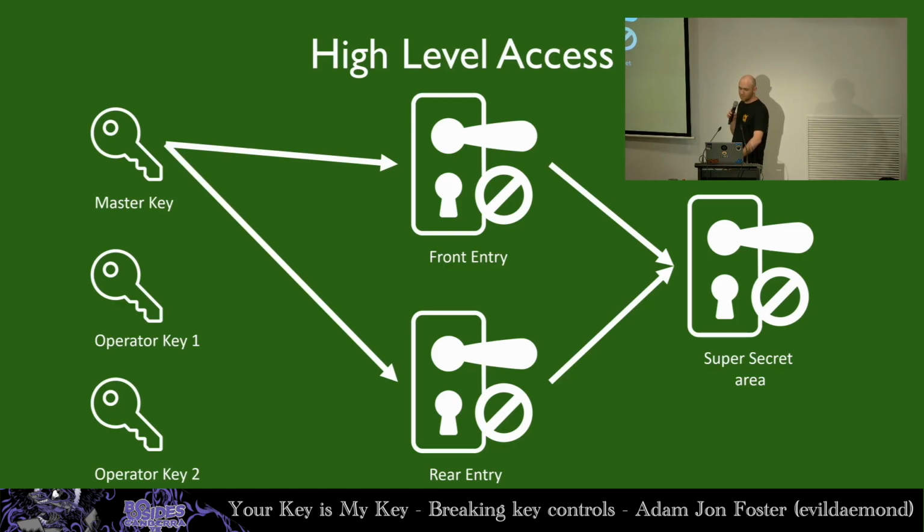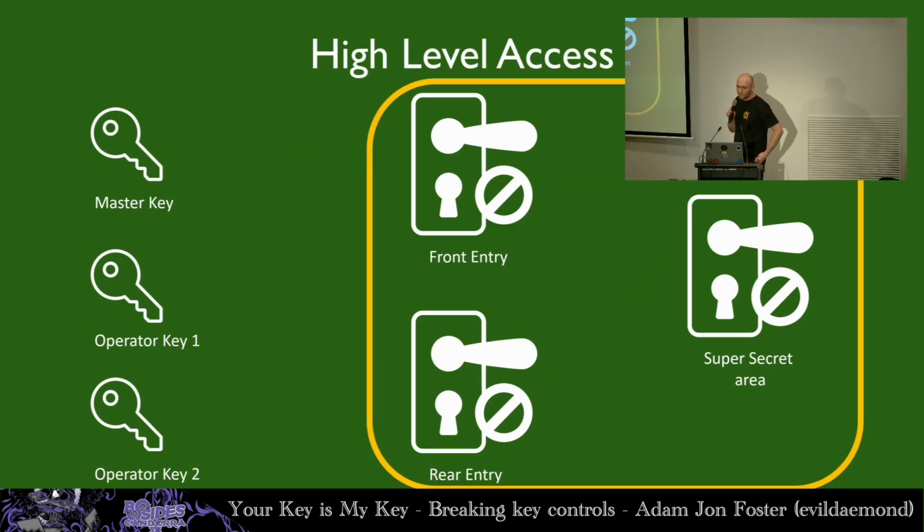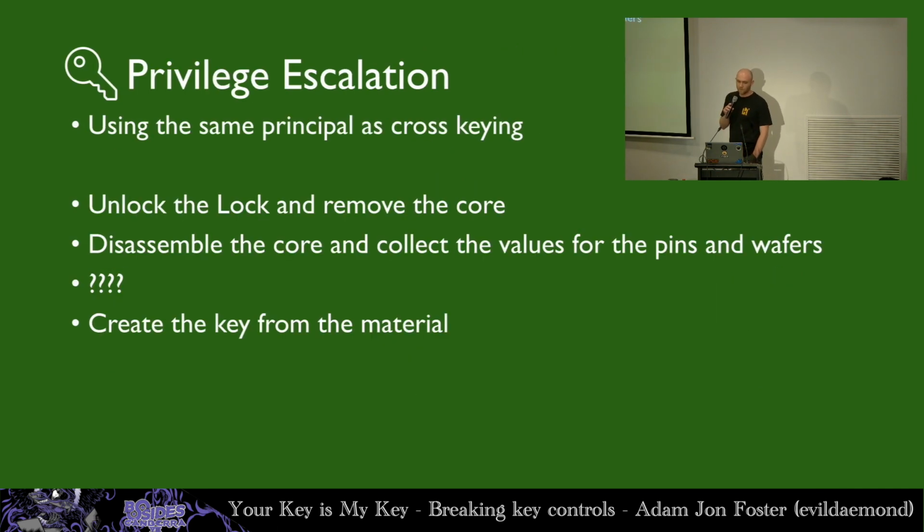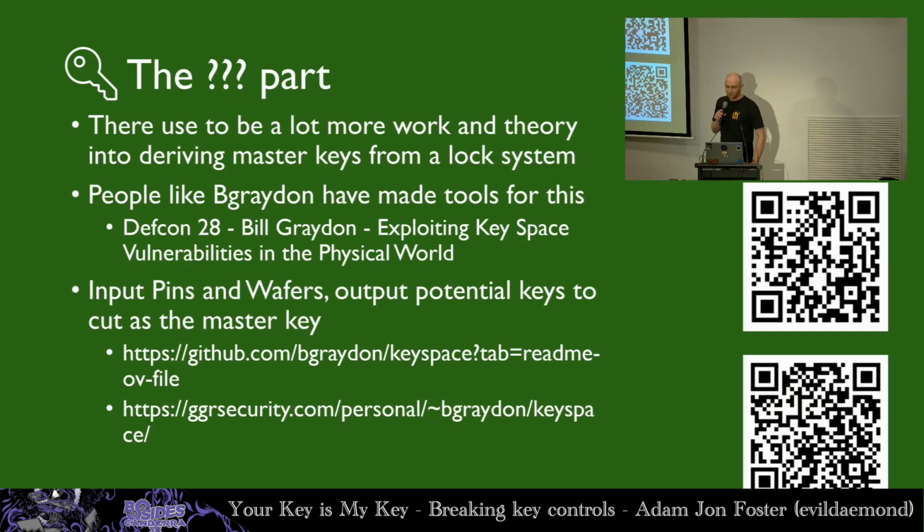So, think about something. These all have the same key material inside of them. So if you can open one of these, just like cross-keying, unlock the door lock, remove the core, disassemble the core, question mark, question mark, question mark, profit. Now, that question mark, question mark, question mark profit used to be a lot of nerd stuff that, you know, figuring out the maximum adjacent cut for each individual key and going deep into it. People have done a lot of good work in this.